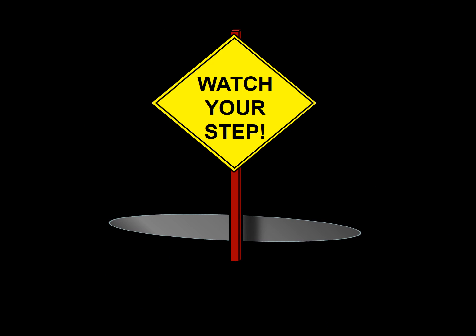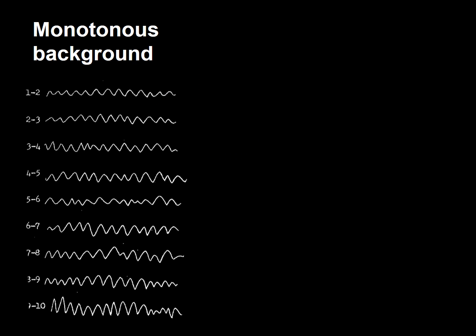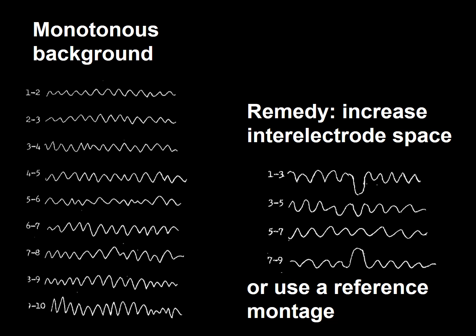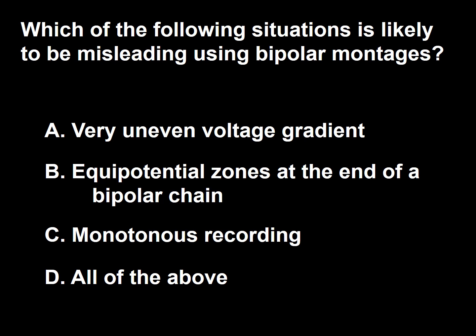Another pitfall to avoid when using bipolar montage is to misinterpret the wave geometry and the frequency when evaluating a monotonous tracing. A tracing such as this one may be recorded when electrodes are being used too close to each other. The remedy is to increase electrode distance or to use common reference montage. So the answer to this question is A, all of the above.